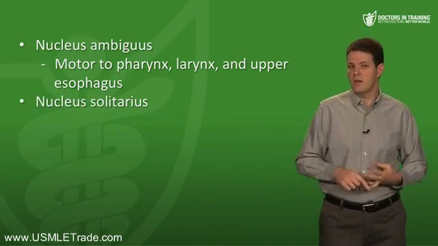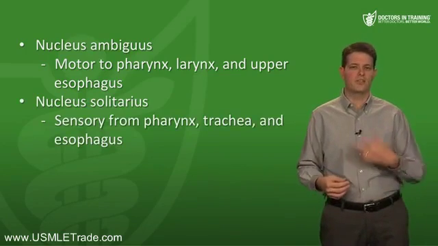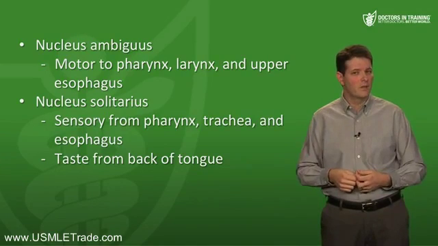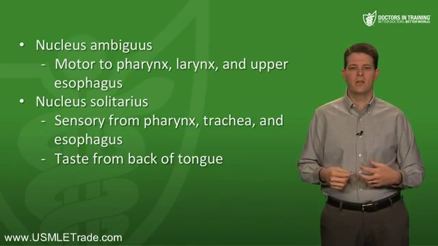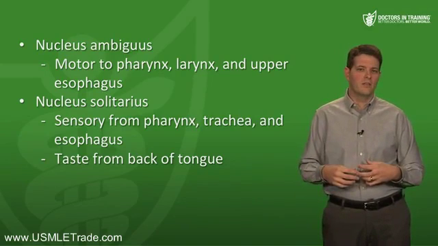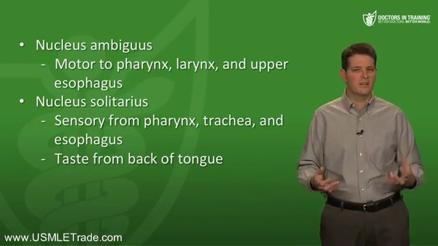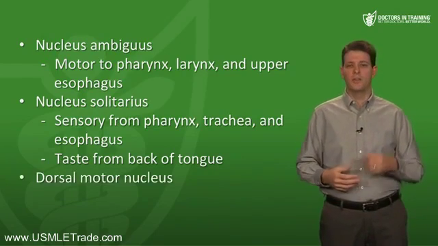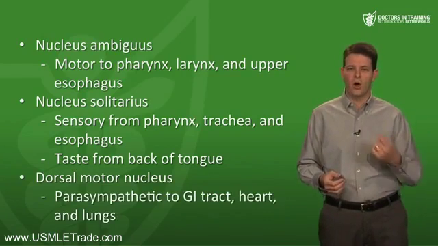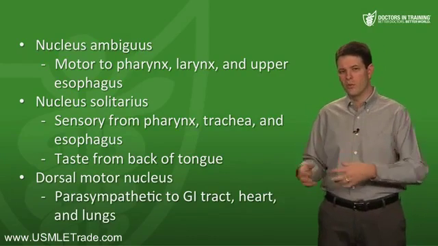Then the nucleus solitarius receives the vagus nerve's sensory information from the pharynx and the trachea and the esophagus, and also taste sensation from the very back of the tongue. It also receives the taste information from the facial nerve and from the glossopharyngeal nerve. And it also receives information from the carotid body chemoreceptors via the glossopharyngeal nerve too. So lots of things going on in the solitary nucleus. And then the dorsal motor nucleus contributes parasympathetic fibers to the GI tract and the heart and the lungs. So don't get tripped up by the fact that it's called the dorsal motor nucleus.